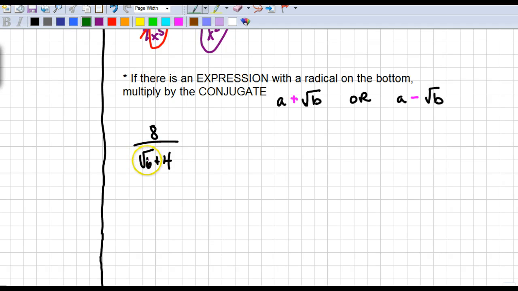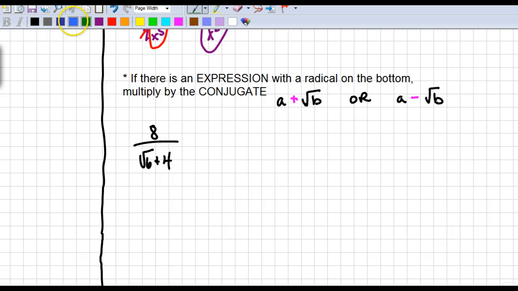When the bottom has a radical with something else, we call that an expression. So if there's an expression on the bottom and one of those pieces has a radical, we have to multiply by the conjugate. The conjugate is the same thing that you see, just with the opposite sign in the middle. So we're not making the numbers positive or negative, we're just changing the sign in between them.